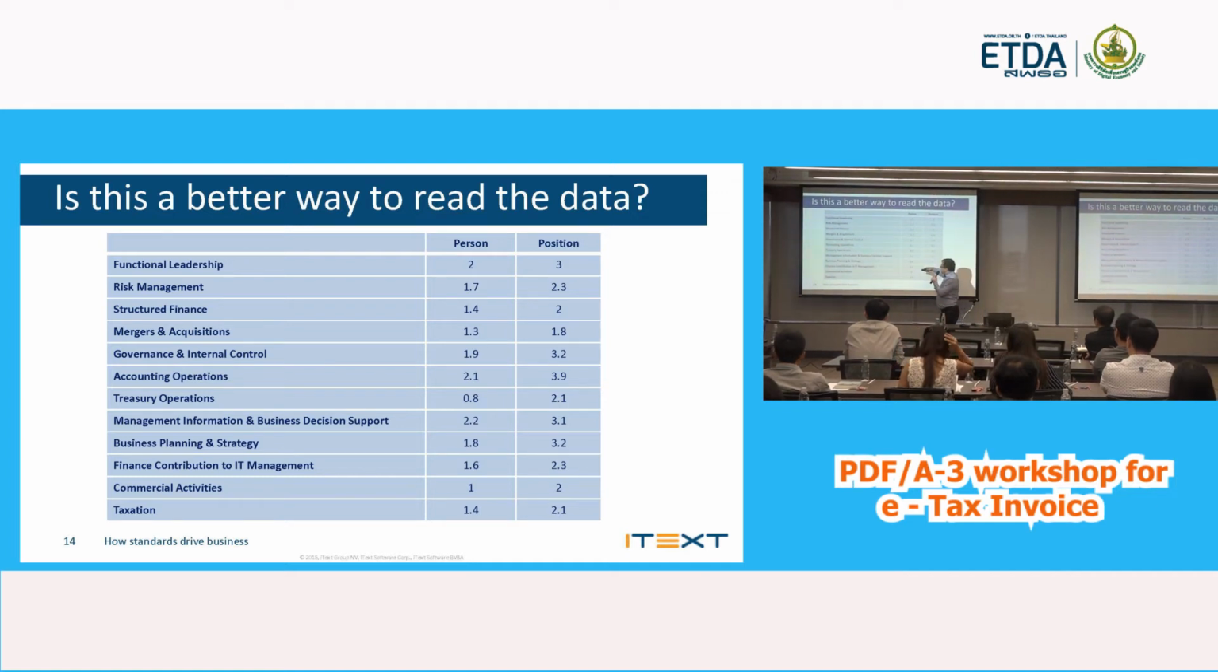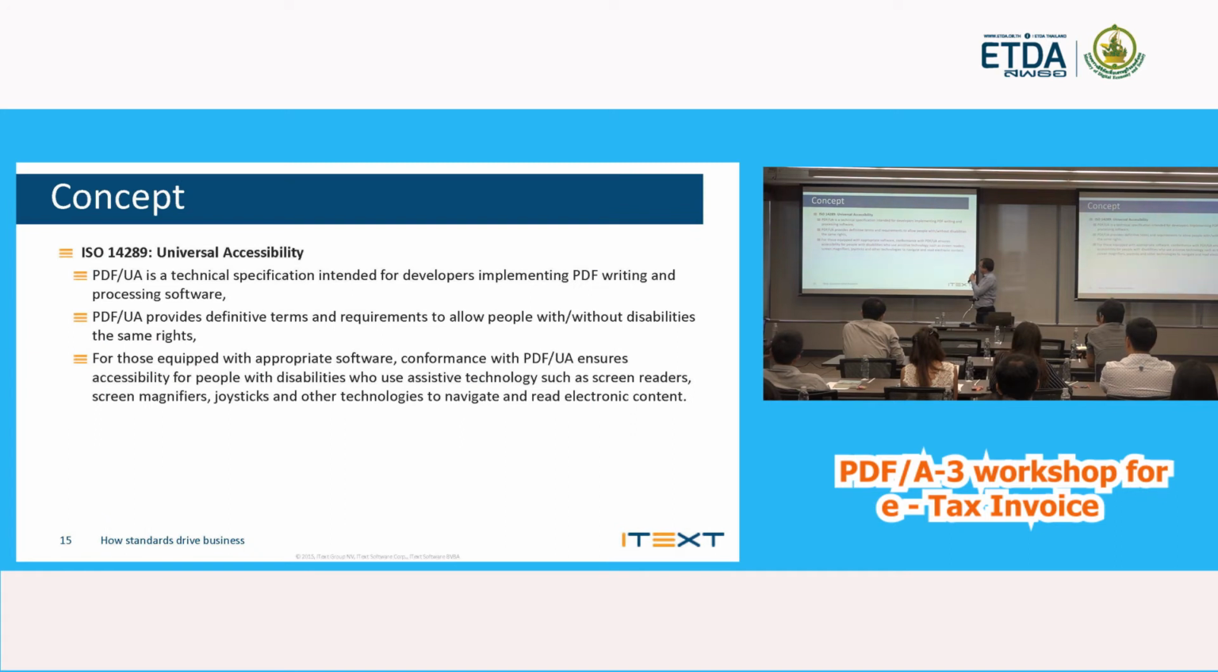And so someone who is blind can easily navigate. So suppose that this is a PDF with assistive technology. A blind person can say, go to column 2, row 5, or go to column 2, what is the header there? It's like accounting operations. And so navigation gets much easier when this information is available. Now, the concept: it's a technical specification for developers implementing PDF writing and processing software, and it provides terms and requirements to allow people with or without disabilities the same rights.